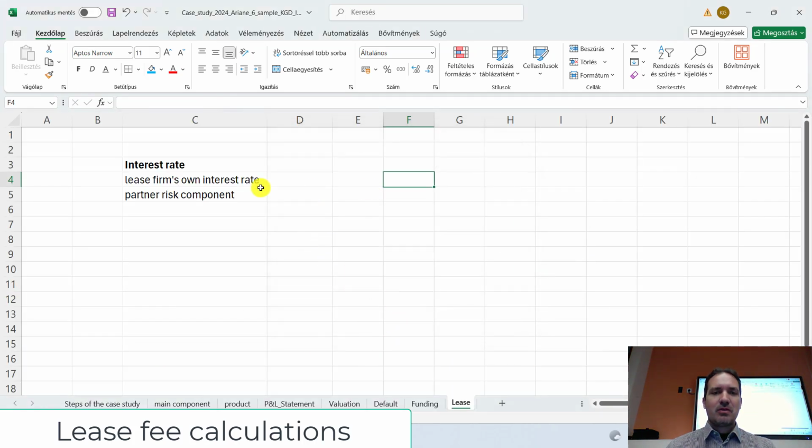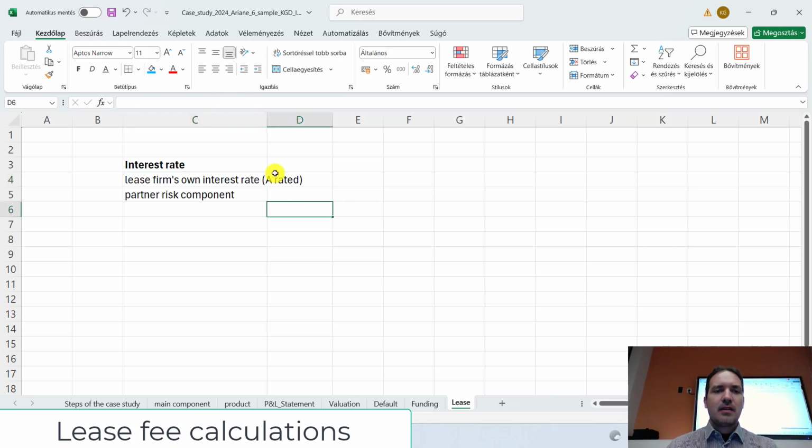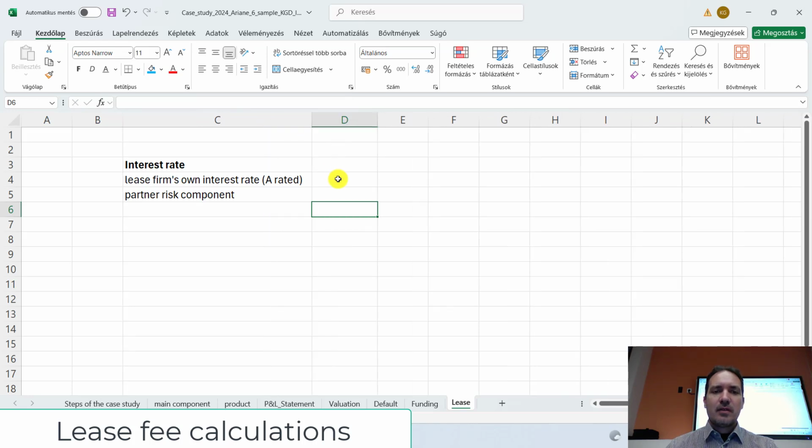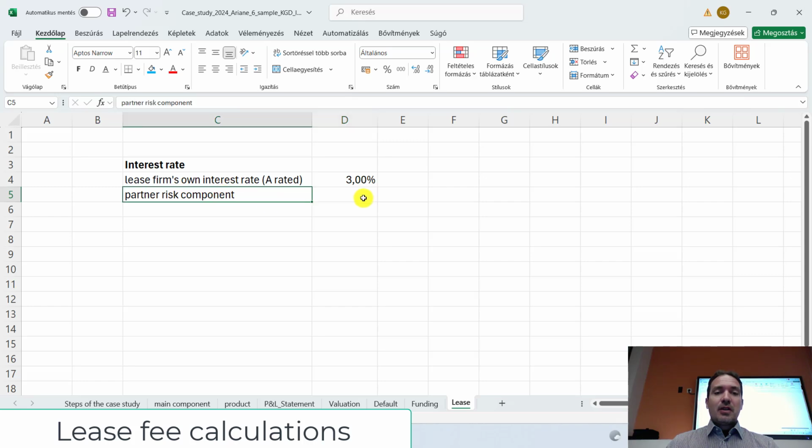So that was so good. We can do it. 3.001 percent, or okay, let's write it here. We will not overcomplicate things. And after this, let's see the partner risk component.